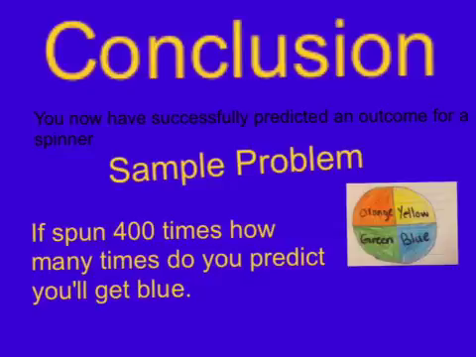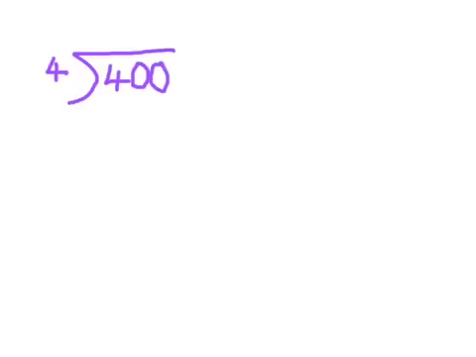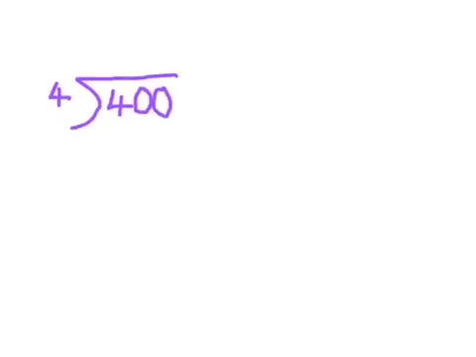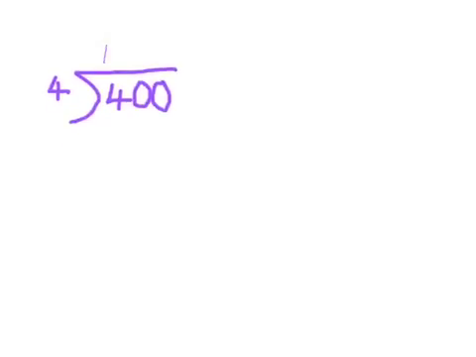Sample problem. If spun 400 times, how many times do you predict you'll get the blue? If you divide 400 by 4, you get 100. So you do it like that.